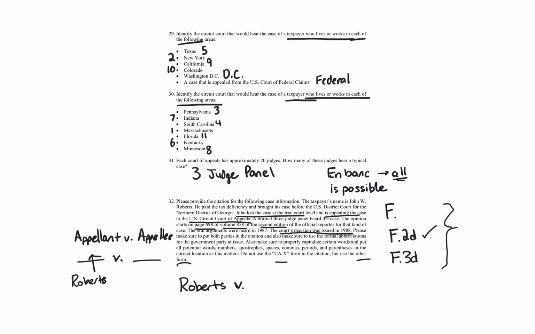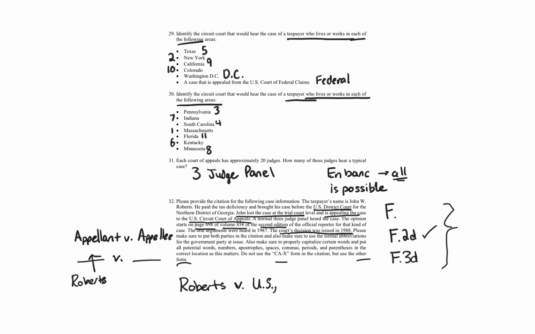If it's a U.S. District Court or the U.S. Court of Claims, it's going to be U.S. So it's U.S. District Court, so it is U.S. So U, period, S, period, comma. Let me rewrite that comma. So U period, S period, comma.